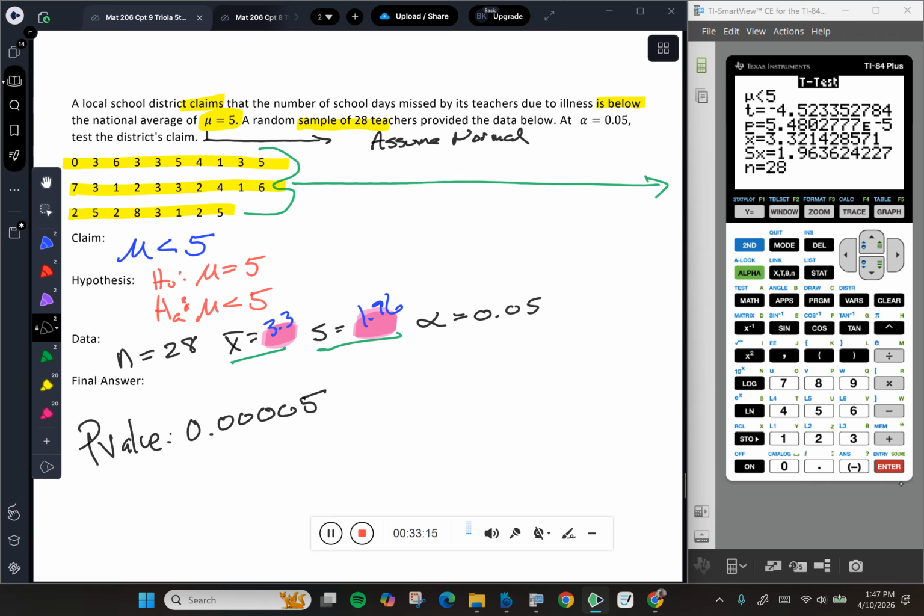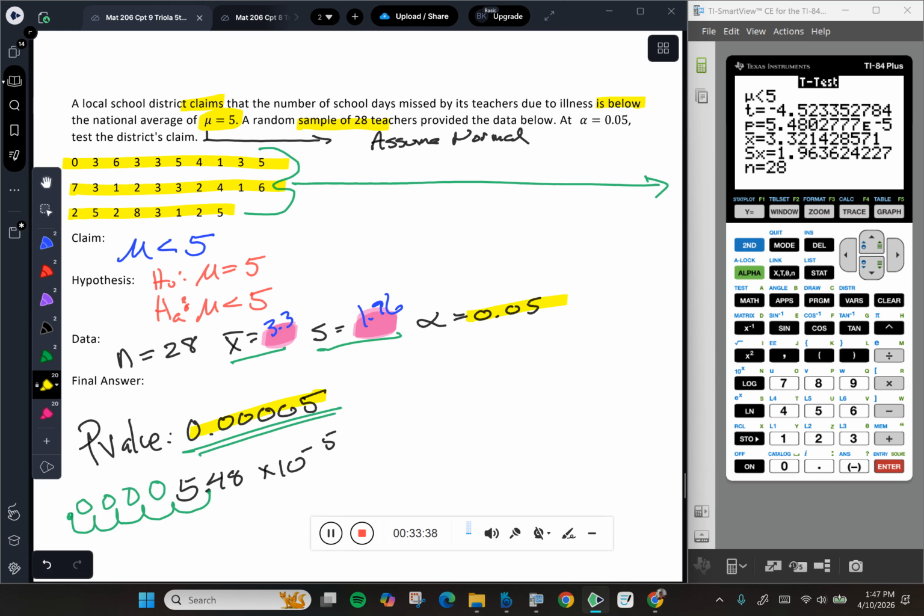0.00005. That 5.48 times 10 to the negative 5th means move that decimal point 5 places to the left, which means we're going to have 1, 2, 3, 4 leading zeros. That is a very small p-value. And when I compare that very small p-value to that alpha, what are we looking at here? Well, when p is less than alpha, we reject the null.